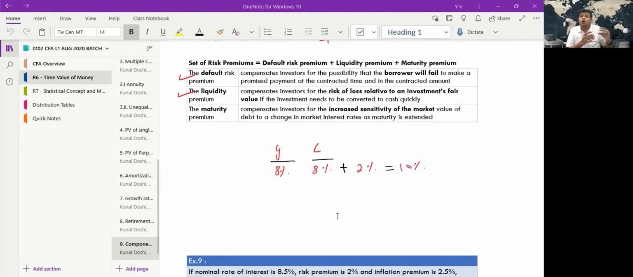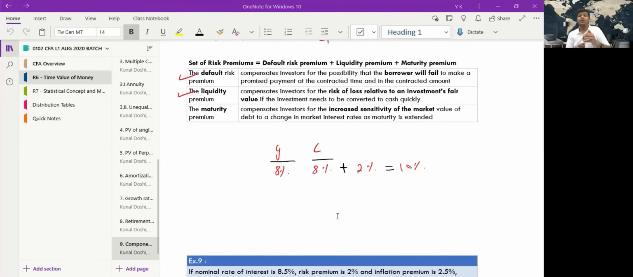And even if you want to sell and quickly get money, there's a high cost. You may have to end up getting a lower value if you are in a hurry, if you are really looking for quick money. So default premium is when the borrower will fail to pay. Liquidity premium is when you are not able to sell your investment, and therefore you sell it desperately by having a loss. So if you're not able to quickly convert your asset into cash, that is called liquidity risk, and therefore you need to have some liquidity premium for it.